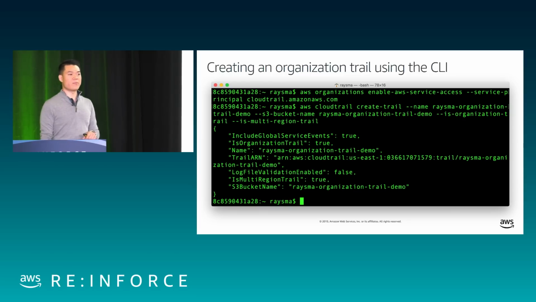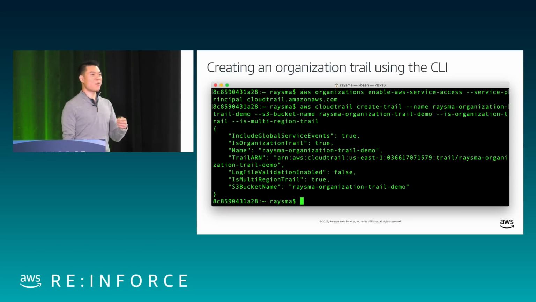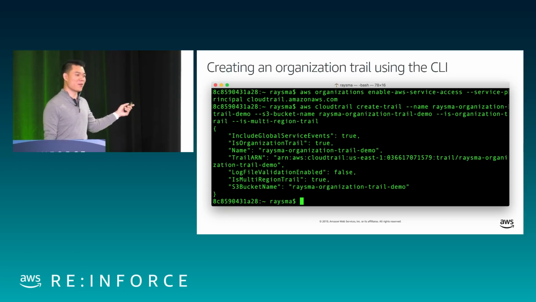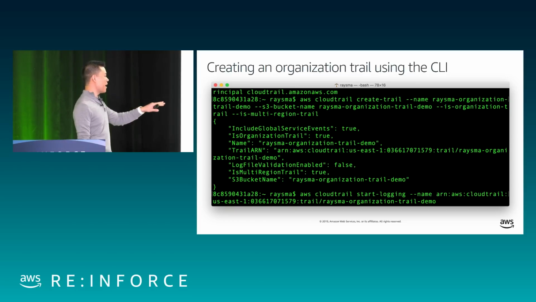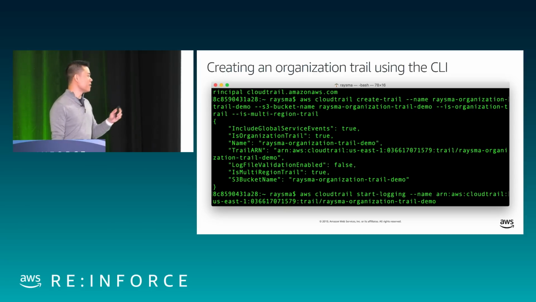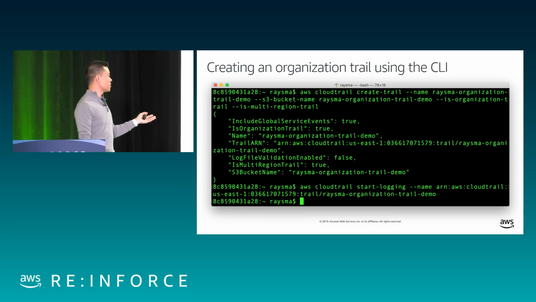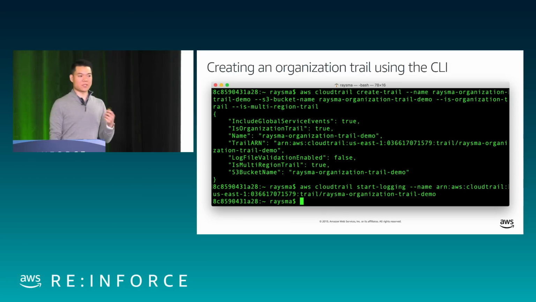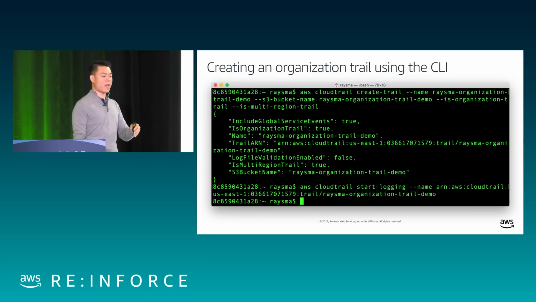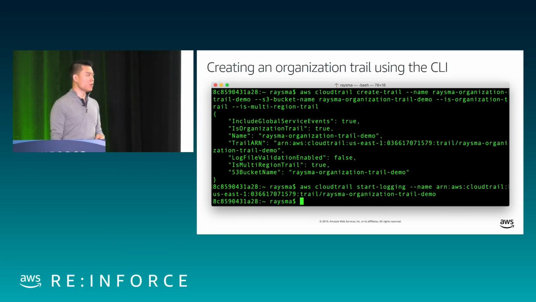So now I've created my organization trail, but there's that one final step that's probably the most important part, is that I need to turn this trail on so that logging will start. So I go ahead and call the start logging command, supply the name of my organization trail ARN, and then press go. And you can see here, I've called the command, it was successful, and now logging is being provided across my organization.